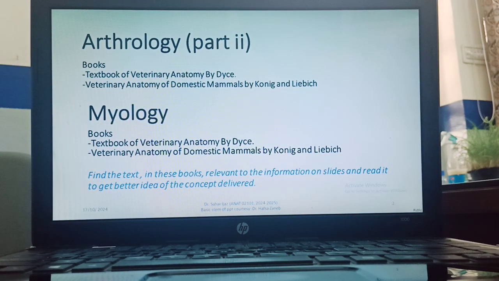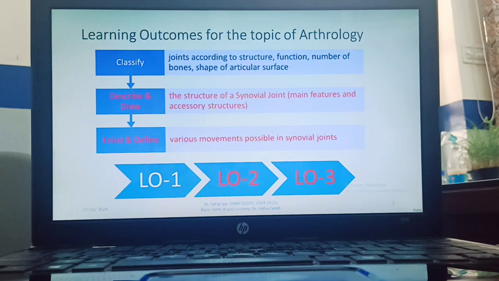You can recall from the previous lecture, and the same goes for today's lecture about arthrology. And for myology, look at the textbooks from where you have to read the related text only. These are the learning outcomes for the topic of arthrology. The ones I have turned red are the ones we have already covered. But the first one remained: the classification of the joints according to structure or function, number of bones, shape of the articular surface.